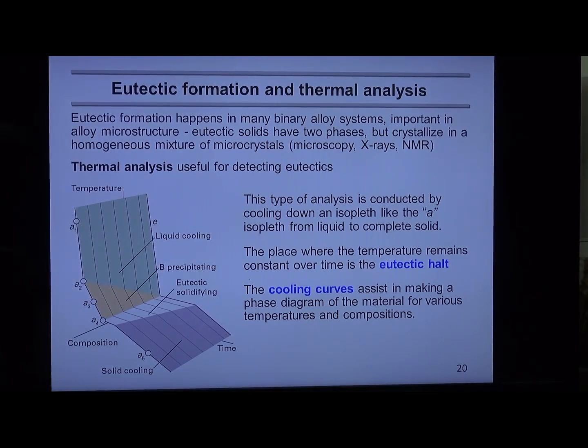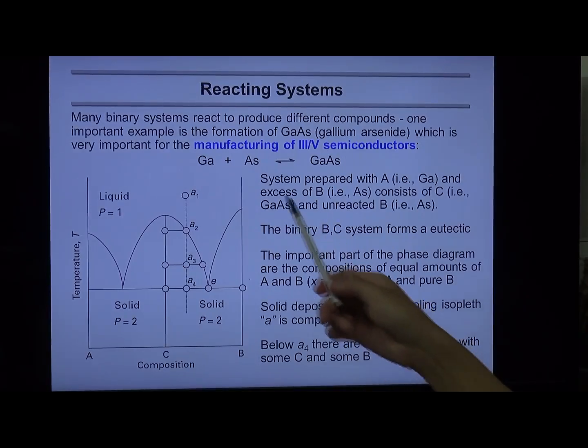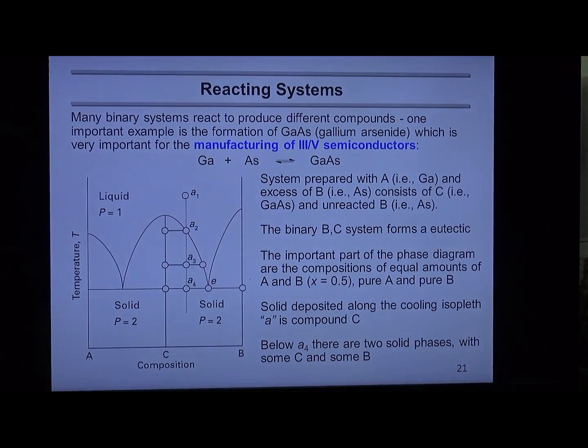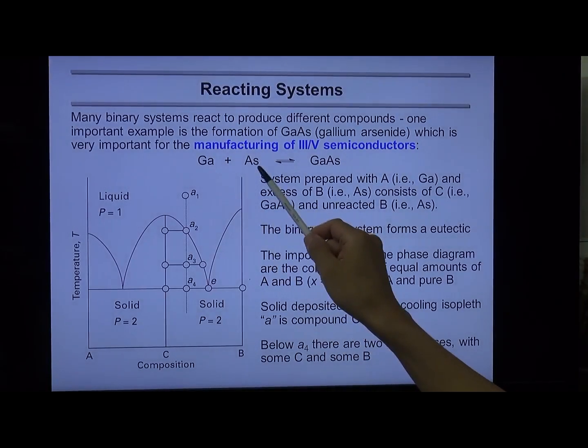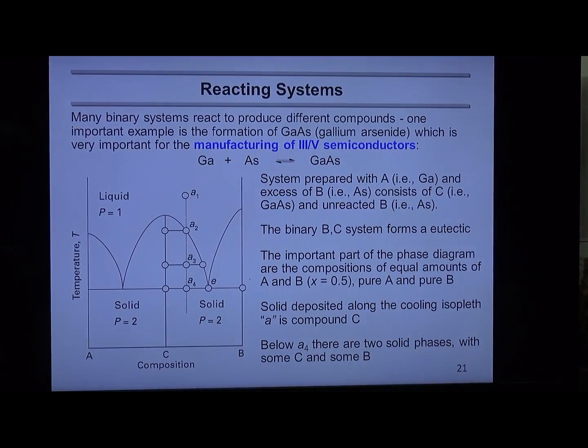Alright, so we have seen several different types of liquid-solid phase diagrams. There are also exceptions. There are many different types of phase diagrams. One example is reacting systems, okay? Certain materials do not just mix together, they react, they do a chemical reaction. For example, gallium and arsenic. If we mix these two materials, they react and form gallium arsenide.